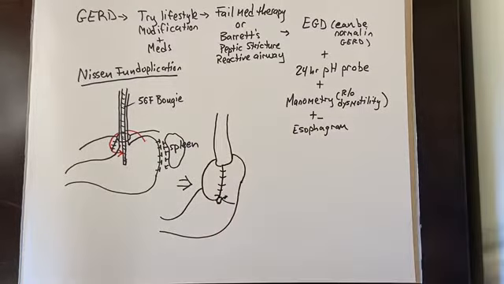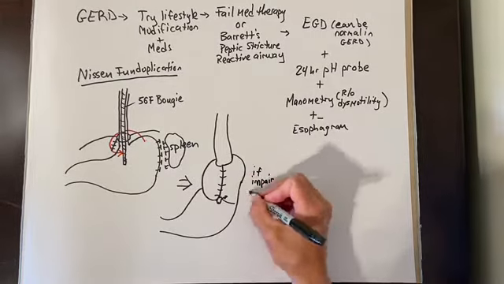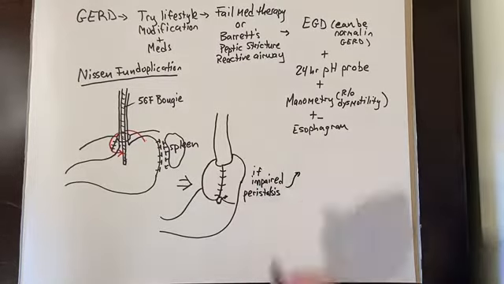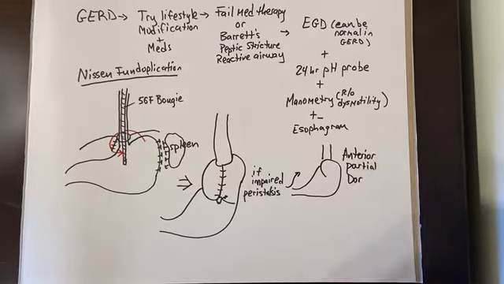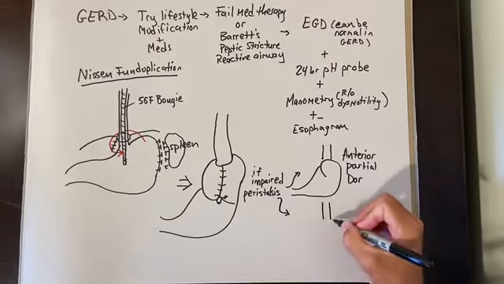The partial wraps, the anterior door or the posterior toupee, are used if abnormal peristalsis is found on manometry, but the patient needs a reflux surgery.